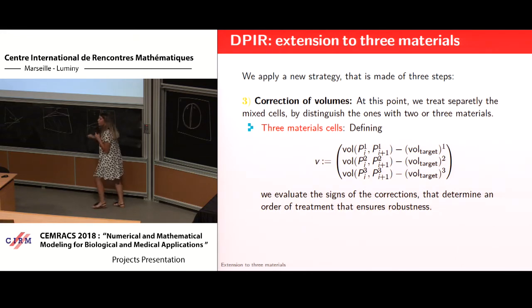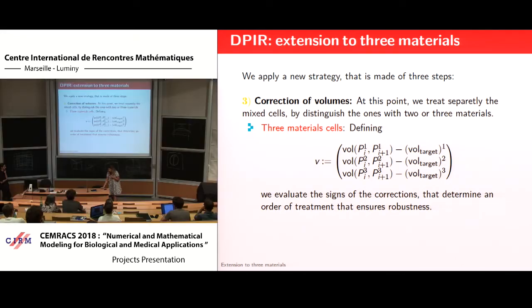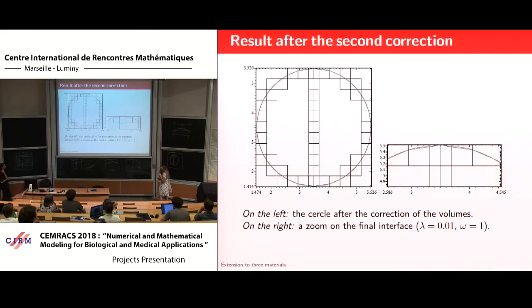Okay? So in this way, all the cells are corrected, and we have our final results. The two interfaces that you see here are the linear interface that comes from the first step, and the corrected one with the curves. And so you see here that we are able to reconstruct the circle in quite a good way.